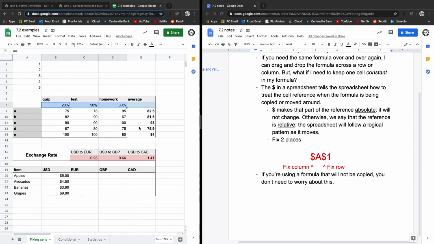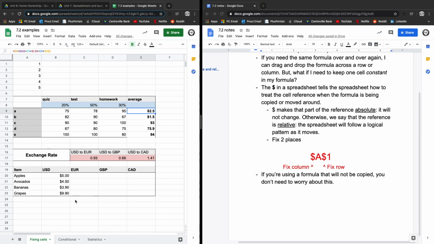What's great about this is I can play around with the constants without having to mess up or edit my average column, right? If I want to change quizzes to 25% and tests to 45%, I can, and the grades update accordingly. If I wanted to change this to 40 and this to 35, I can, and the grades update accordingly. So no matter how I choose to play with my scale, the grades update because they're always referring back to this row, which is super nice, super helpful.